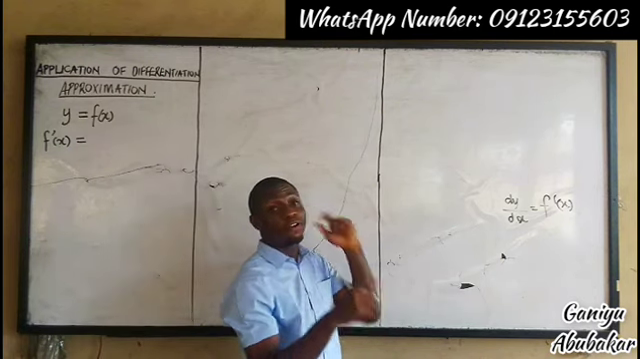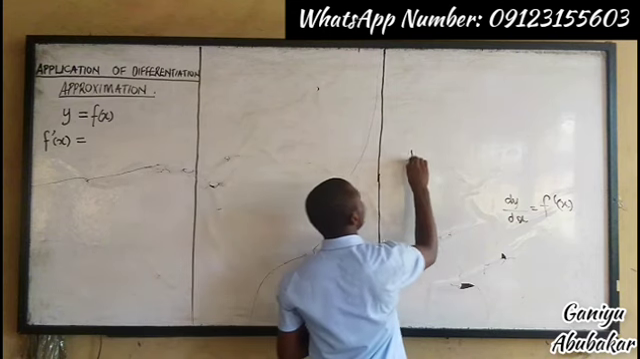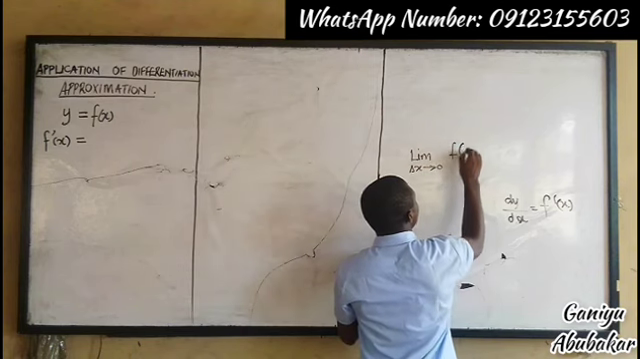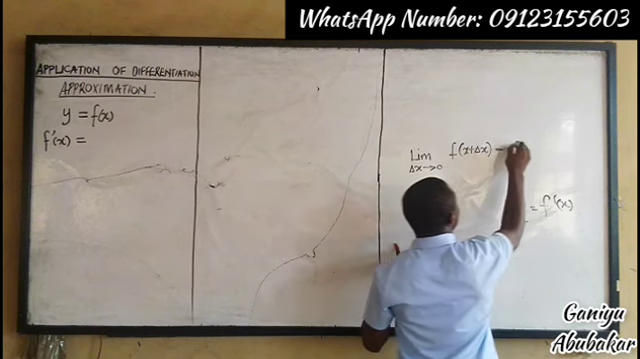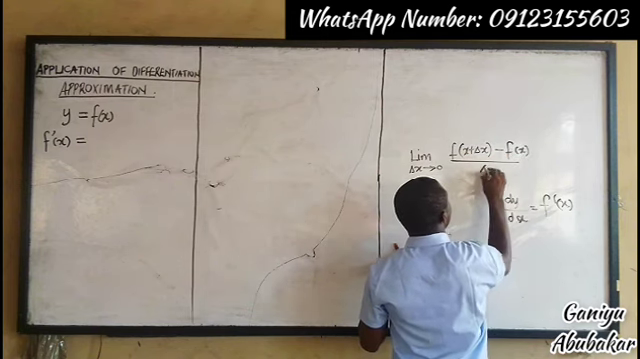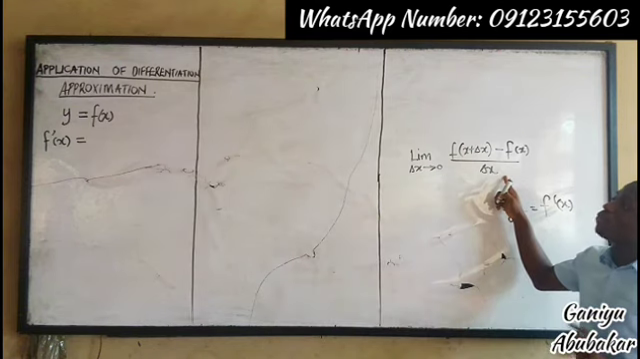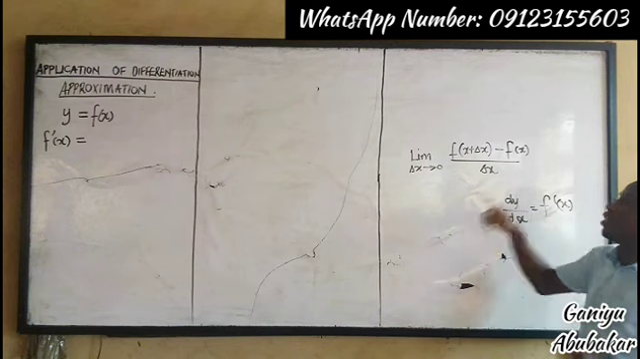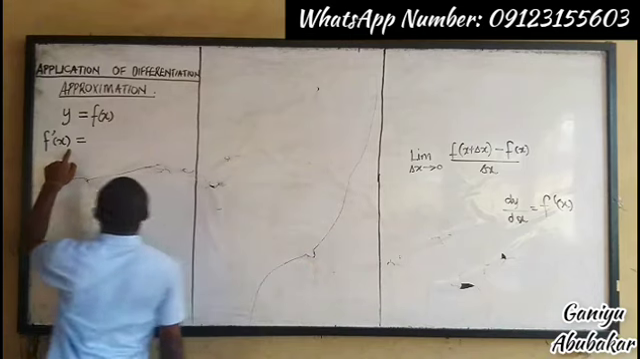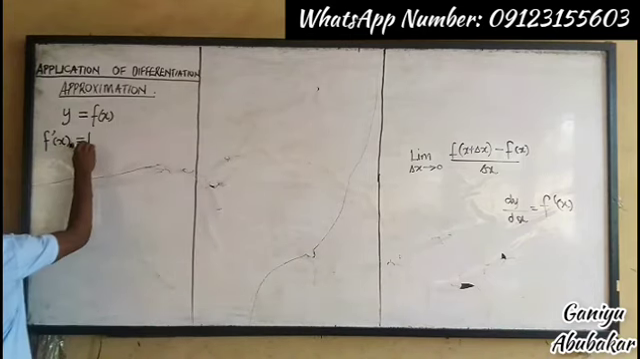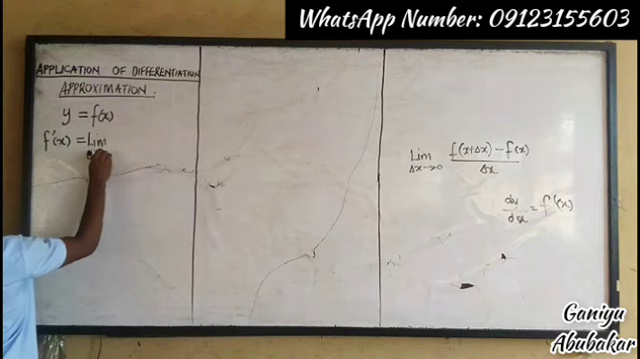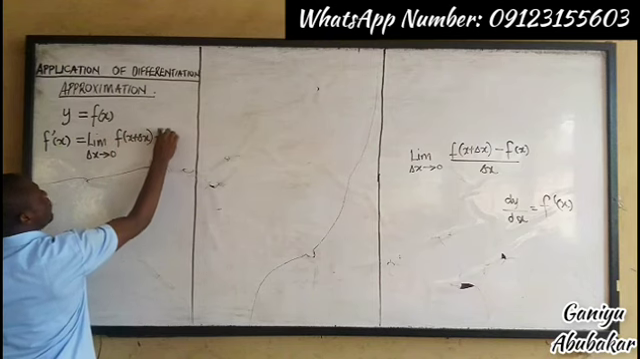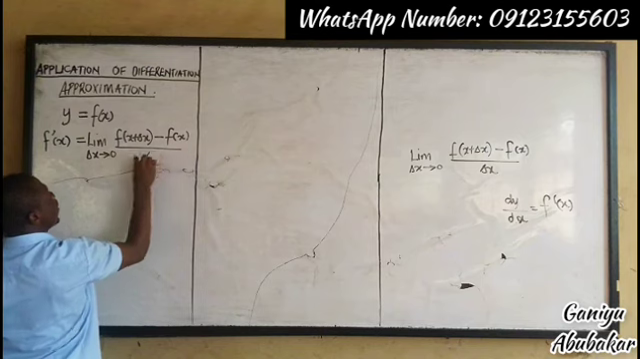We said, first principle, if I have a limit as change in x tends to 0 of f of x plus change in x minus f of x, all over change in x, this is a formula for solving problems involving first principle. So I will recall this concept. I will have that f prime of x is equal in value to the limit as change in x tends to 0 of f of x plus change in x minus f of x all over change in x.